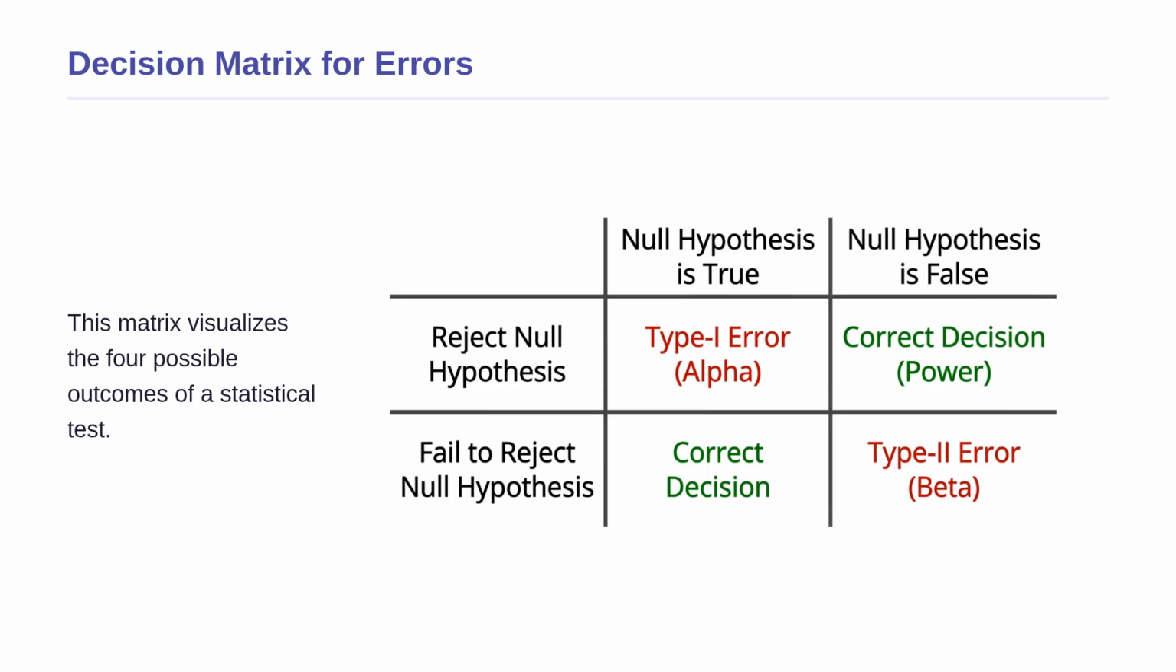Before we move on to the math, let us see this dilemma visually. What you're looking at is a decision matrix that maps out all four possible outcomes of a statistical test. The columns represent the hidden truth of reality. Either the null hypothesis is true or it is false. The rows represent the decision we make. Either we reject the null hypothesis or we fail to reject it. If reality and our decision match, we see the green boxes representing correct decisions. But if they cross, we hit the red boxes. A false alarm gives us a type 1 error and a missed detection gives us a type 2 error.